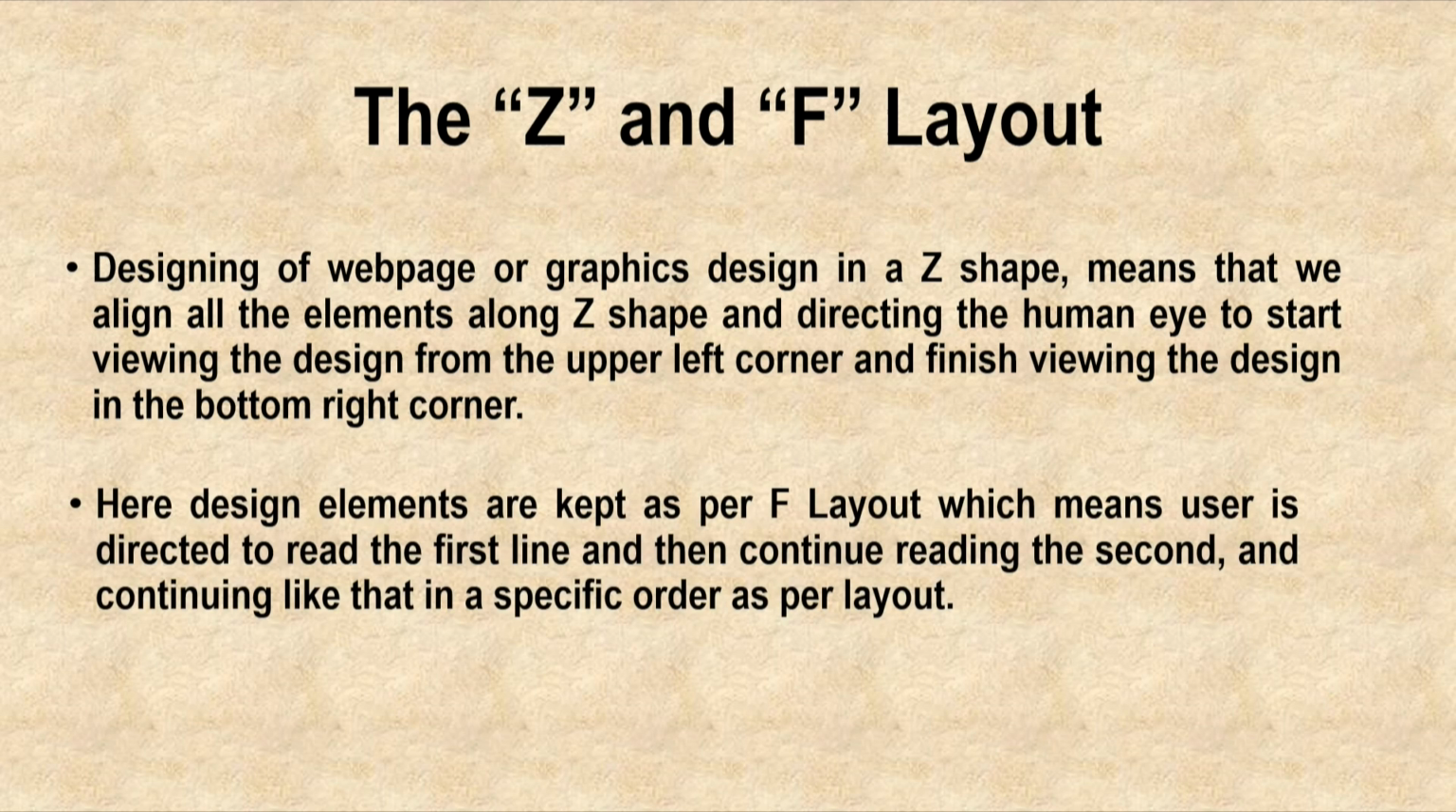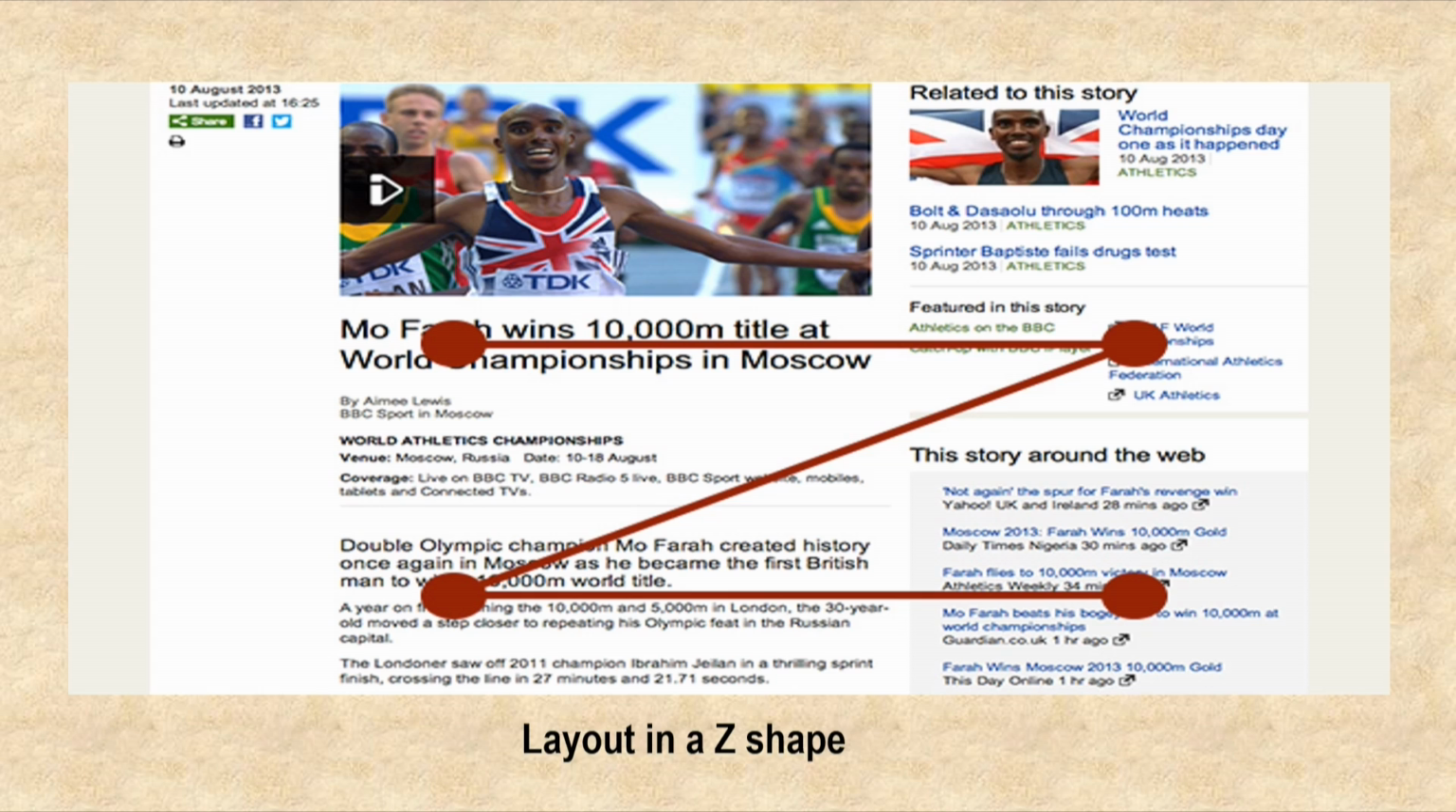Additionally, design elements can also be kept as per the F layout, which means that the user is directed to read the first line and then continue reading the second one, and after that continue as per the specific order mentioned in the layout. This can be well understood by looking at these web page designs.